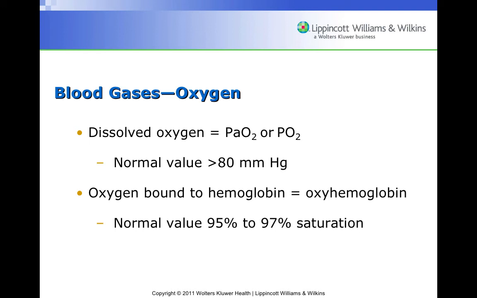The normal value of oxygen in the blood is about 80 millimeters of mercury, and oxygen is bound to hemoglobin in order to be distributed to the body, and we call this the oxygen hemoglobin dissociation curve. Normal values result in a 95 to 97% saturation rate. You do not need to memorize the oxygen hemoglobin dissociation curve.